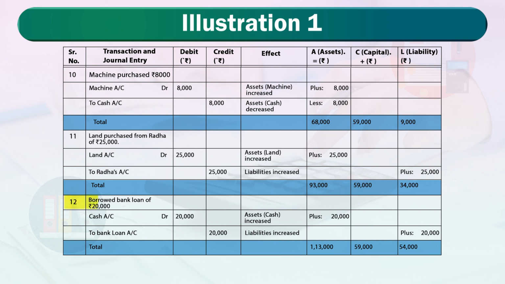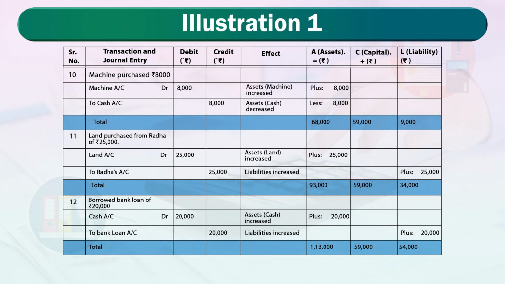Next transaction is borrowed bank loan of rupees 20,000. Here we have borrowed the bank loan, so cash comes in the business, so we are debiting the cash account by the 20,000 rupees. The bank loan account, as bank is the giver of the cash, that is loan, is credited by the 20,000 rupees. On the effect side, as cash is received, asset is increasing by the 20,000 and liability towards bank is also increased by the 20,000 rupees.